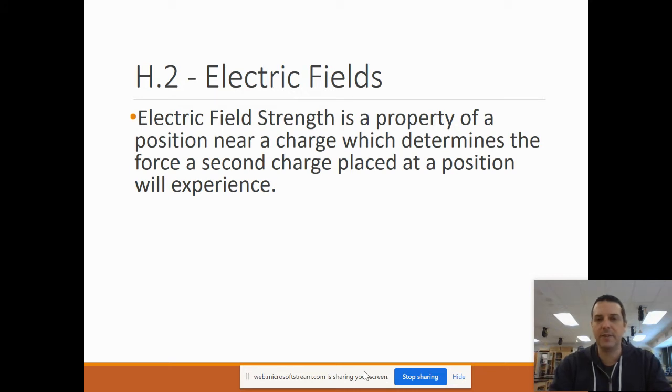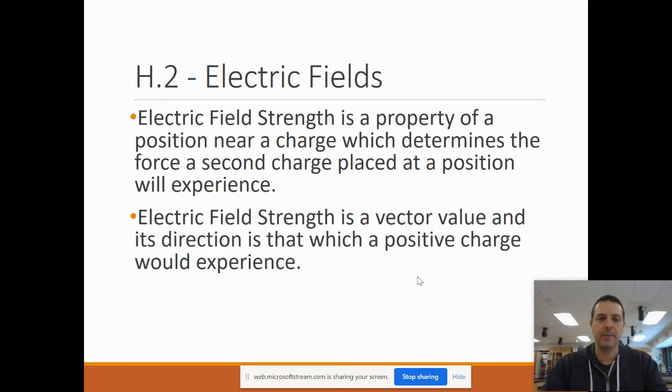We say that an electric field is a property of space near a charge, so that the mere presence of the charge affects the space around it. It has a field around it, and that means that if we place a charge near that first charge, the electric field itself will help us determine how that second charge placed there will respond to the first.